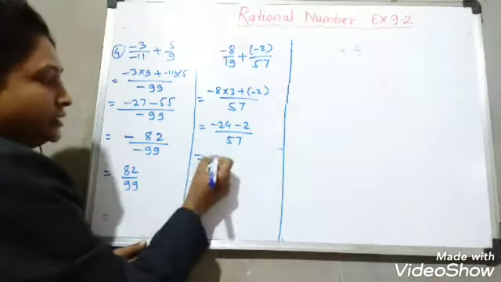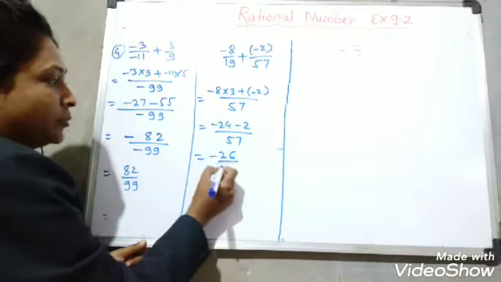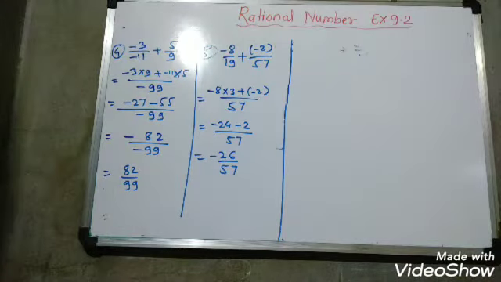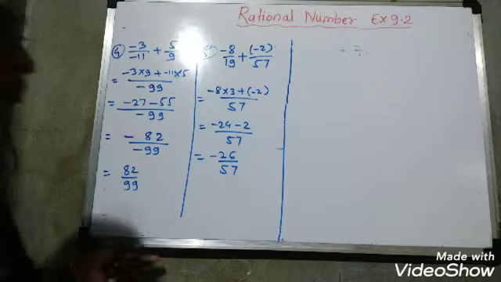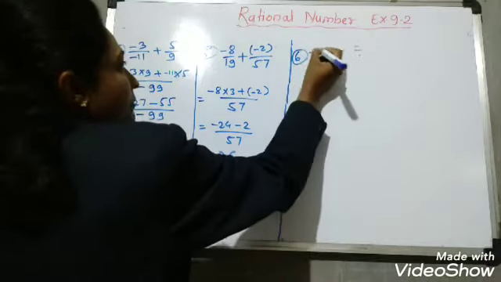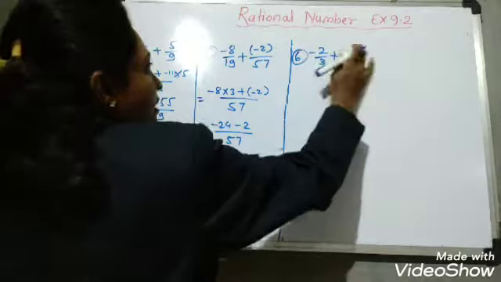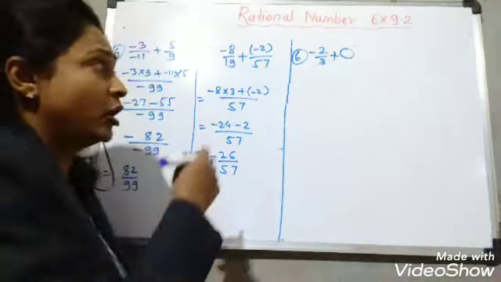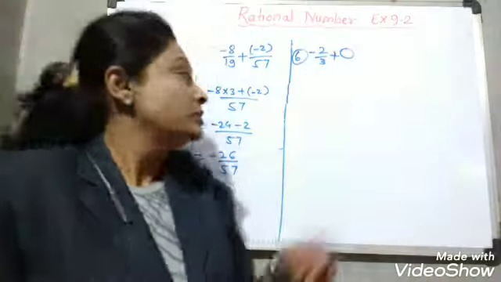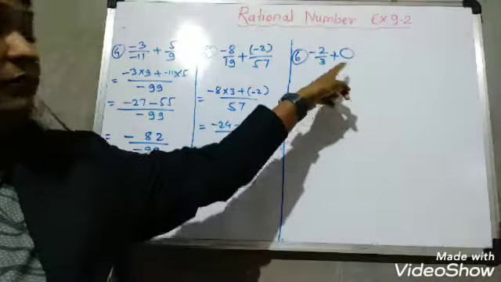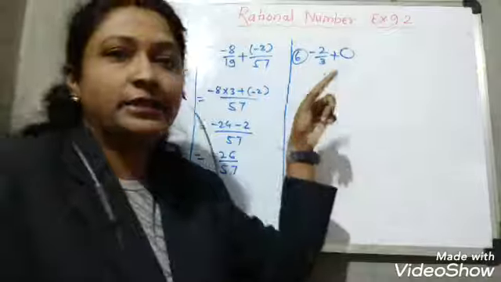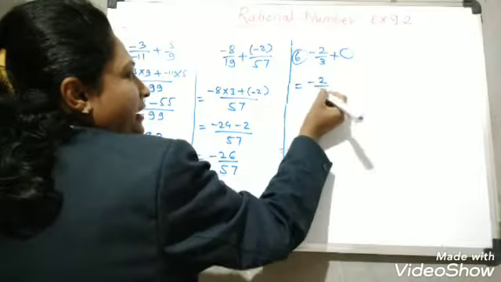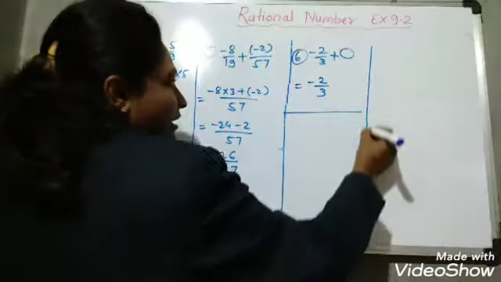So minus plus, so minus 26 upon 57. Okay, answer is minus 26 upon 57. Now the sixth one is minus 2 by 3 plus 0. Now see, we know that no need to do addition or cross multiplication. We know that whenever we are adding any number with 0, the answer we get is that same number. So answer is minus 2 by 3. Directly we will do it, no need to do that calculation also.